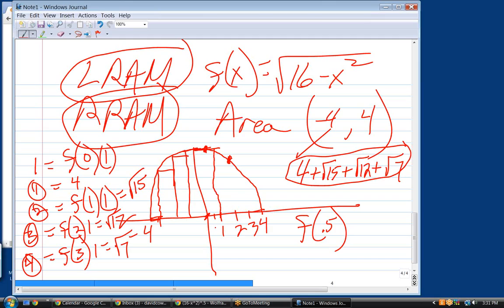And we can see from the picture that mid-ram looks like it would work better than left ram or right ram, because part of that rectangle is underneath the curve, part of it's above the curve. That should be a pretty good estimate of the area, mid-ram. And then the second rectangle is going to have a height of F of 1.5. So forth and so on.